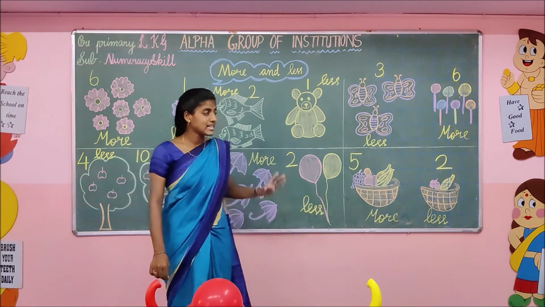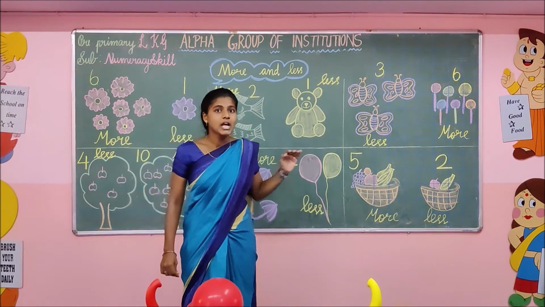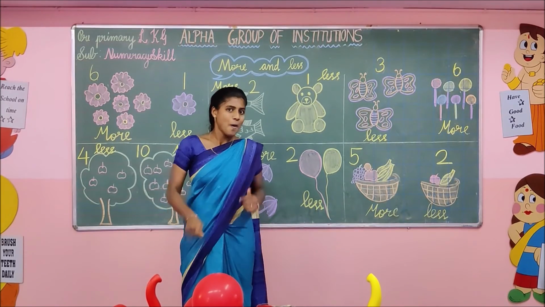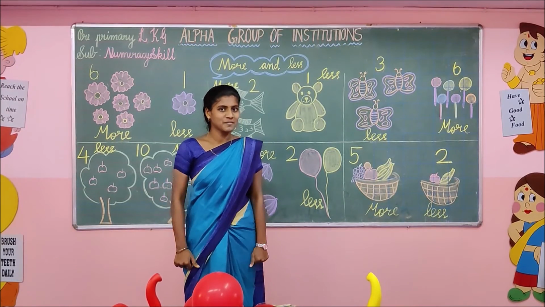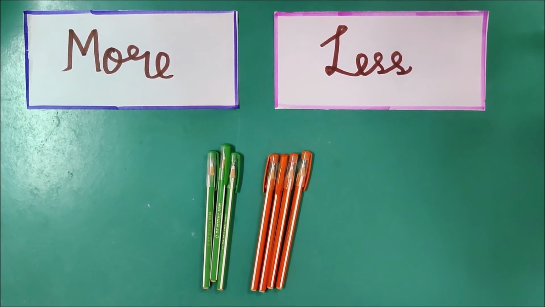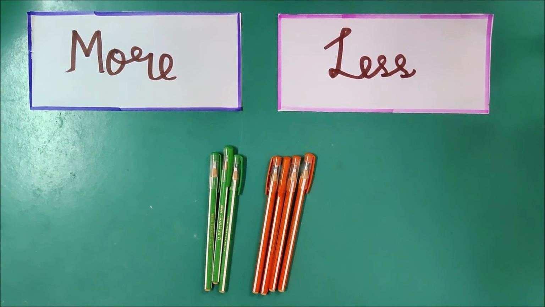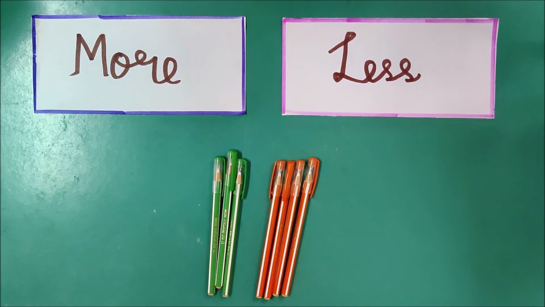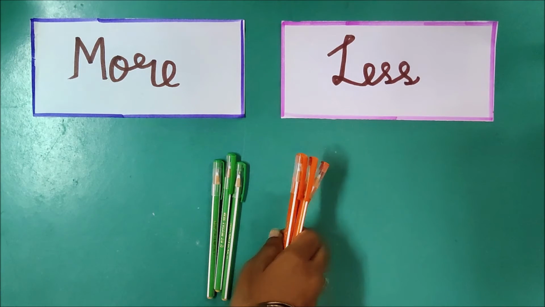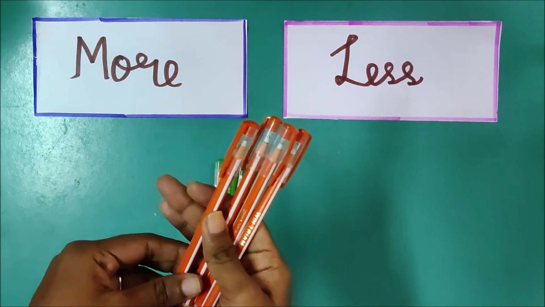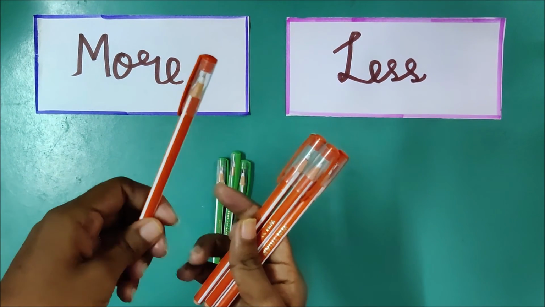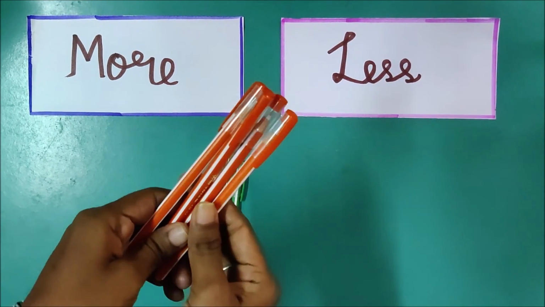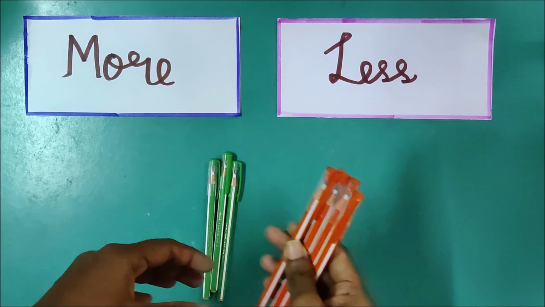I hope you understand the more and less concept. Now shall we do an interesting activity? Now we are going to find which is more and which is less. We have 2 colors of pens. Now I am going to take orange color pens. Shall we count? 1, 2, 3 and 4. We have 4 orange color pens.